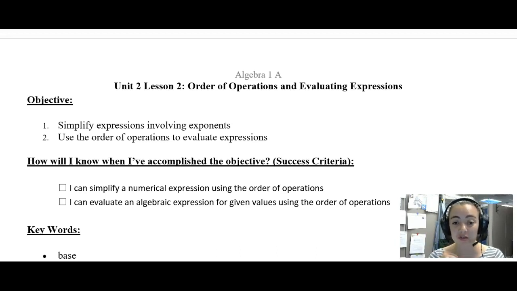This is Unit 2, Lesson 2, Order of Operations and Evaluating Expressions. This is part of that modified plan where you do not have to do the first few pages in your Connexus lesson. This replaces the instruction and the practice, and then you have to go to the last page there to complete your assessment, your quick check in this case.